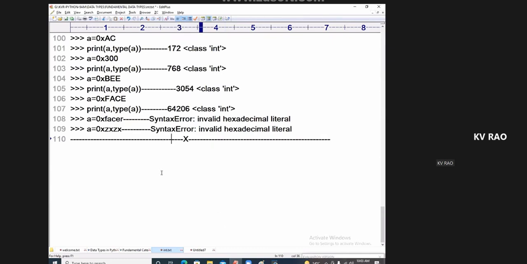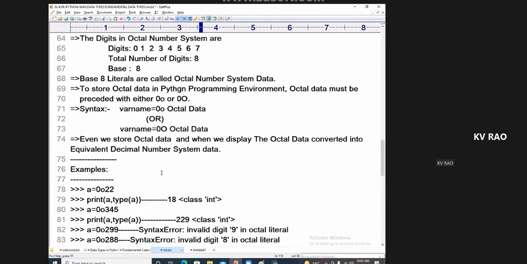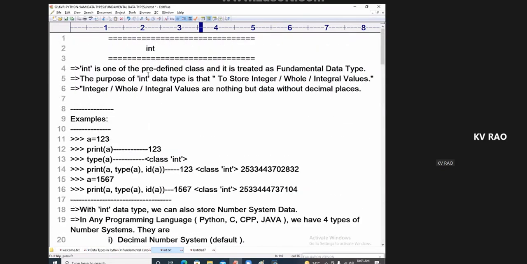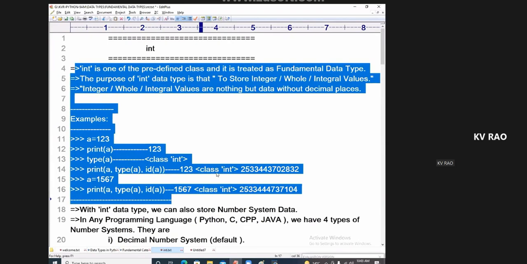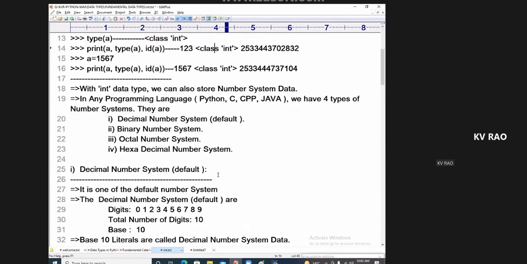Coming to the point of it, this is called what? Number systems information. Which data type is it? Int data type. Yesterday only I could have finished it by saying this line: the int data type is over. But why did I say it in depth?